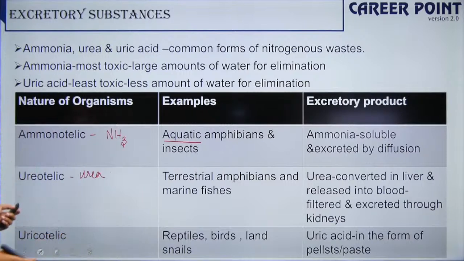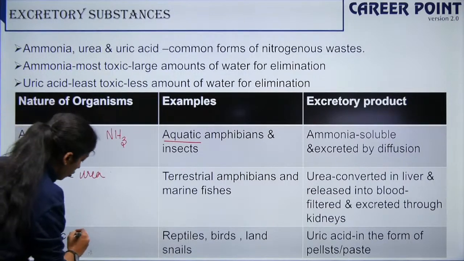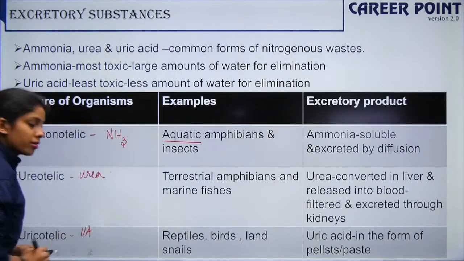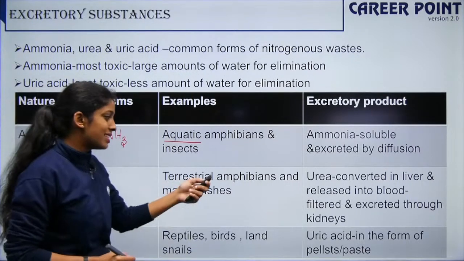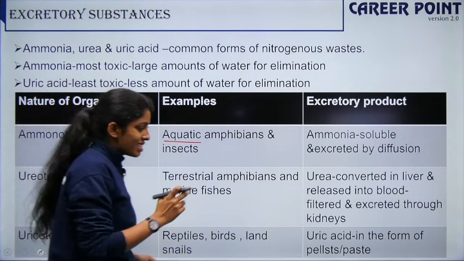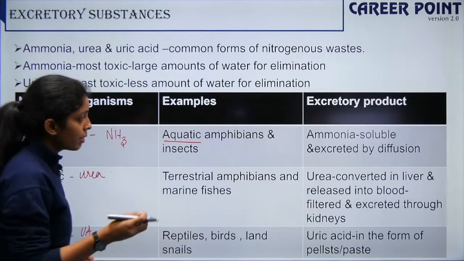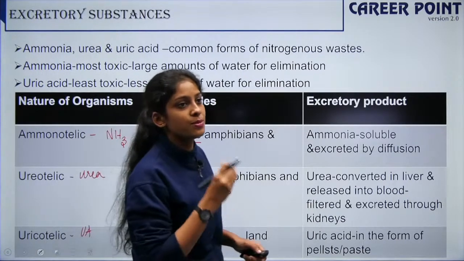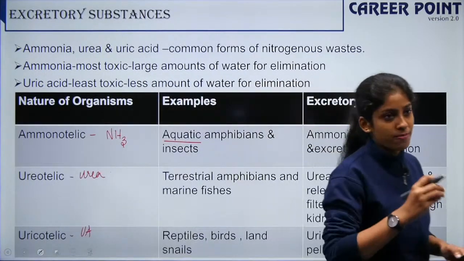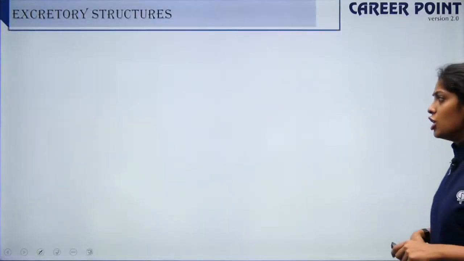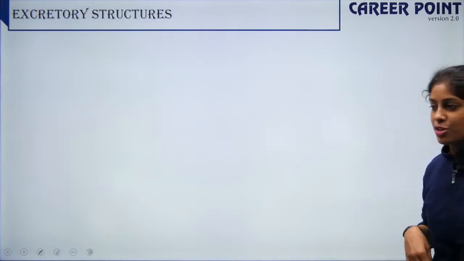Fine. The last one is uricotelic, when the waste product is uric acid. So you have reptiles, birds and land snails. The uric acid is excreted in the form of pellets and paste, so that is how the birds excrete. This is how the organisms are classified based on their excretory products.